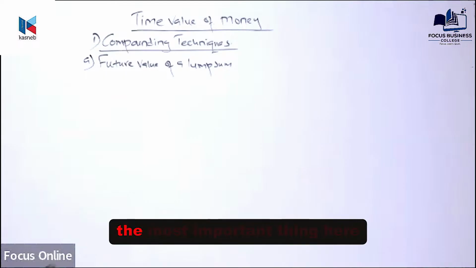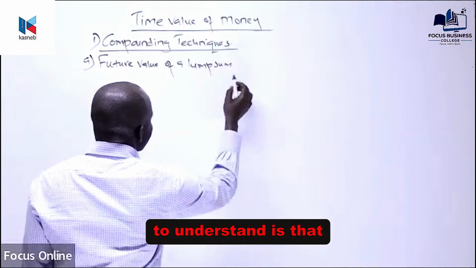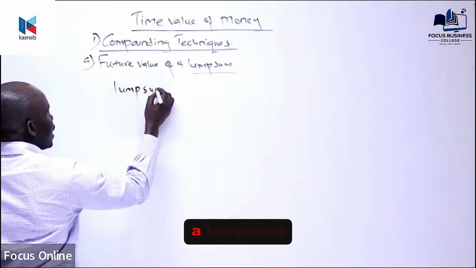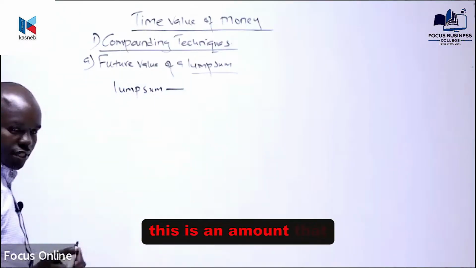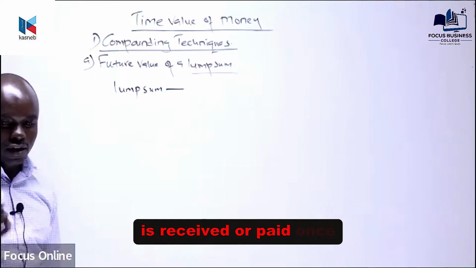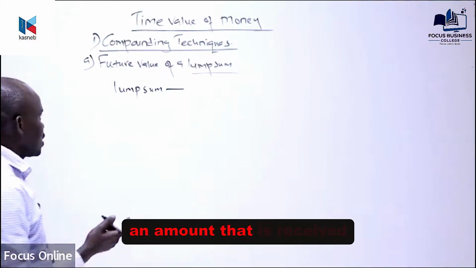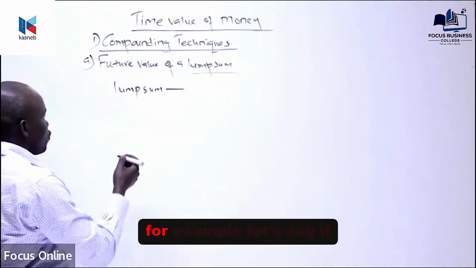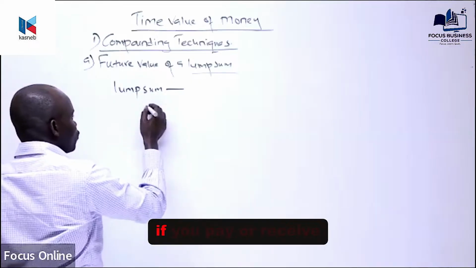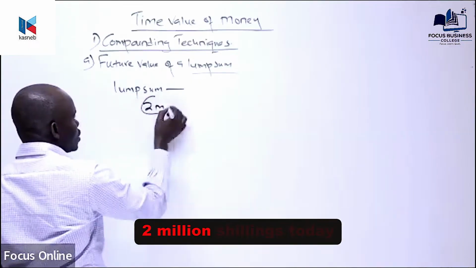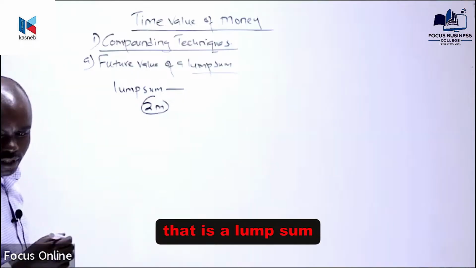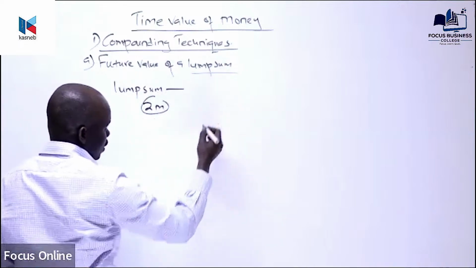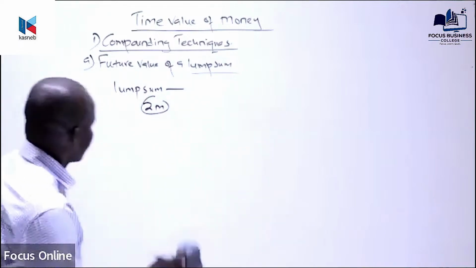The most important thing here to understand is what is a lump sum? A lump sum is an amount that is received or paid once. An amount that is received or paid once is what we call a lump sum. For example, if you pay or receive 2 million shillings today, that is a lump sum. Or if you invest, let me show you. Let's first understand.